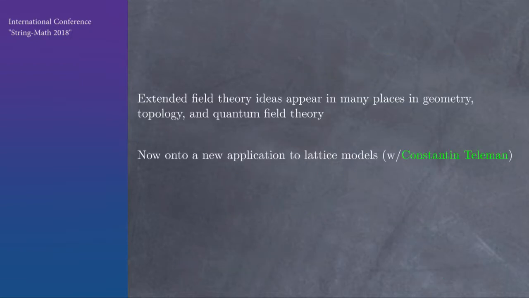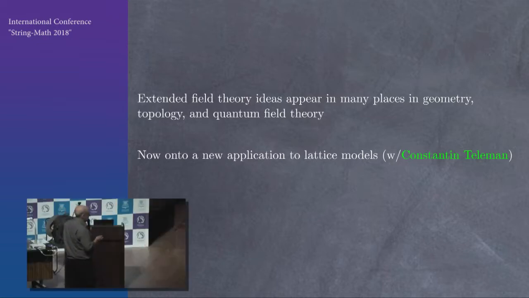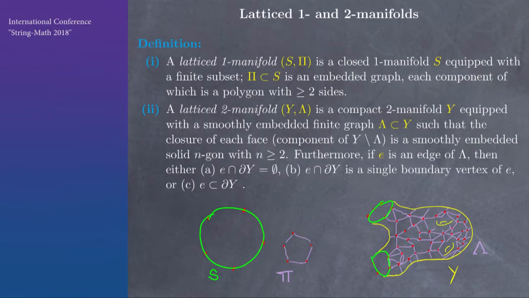Okay. So that's a quick review of this extended field theory. That occurs in many places since the early 90s when that was developed. And what I want to describe today is a kind of different application to lattice models, namely to the two-dimensional Ising model. So let me turn to that. So we're going to look at manifolds that are equipped with a lattice. So I have to tell you what a lattice is. We've already seen that in Ed's talk today, for example. So we just need the one and two-dimensional case.